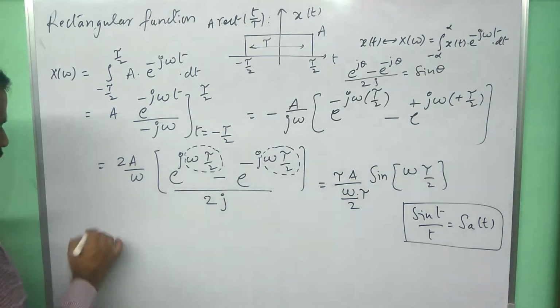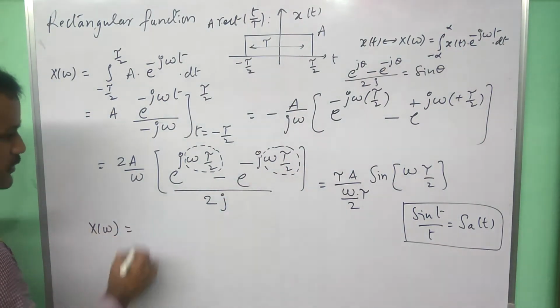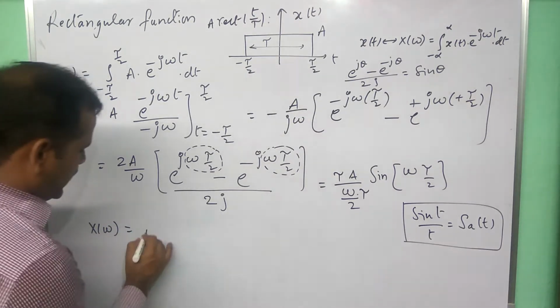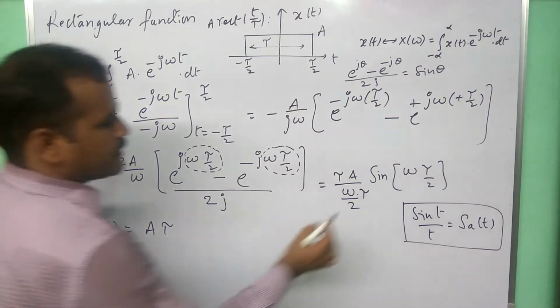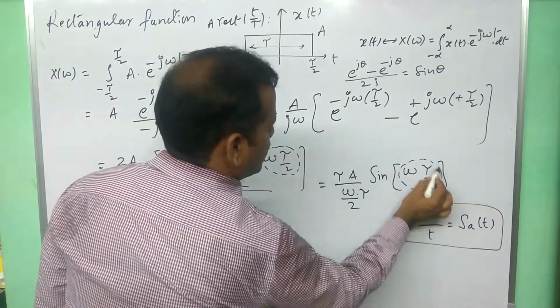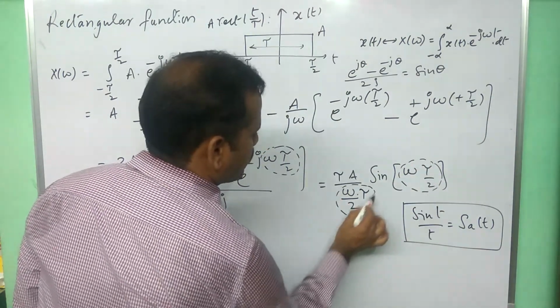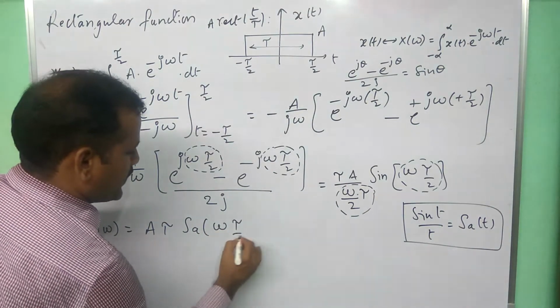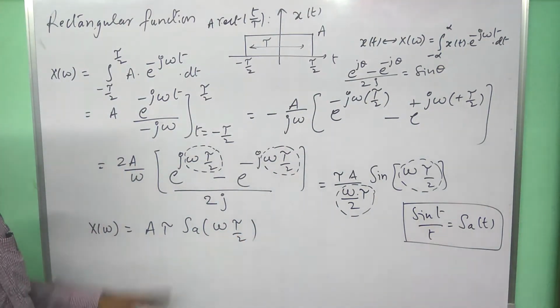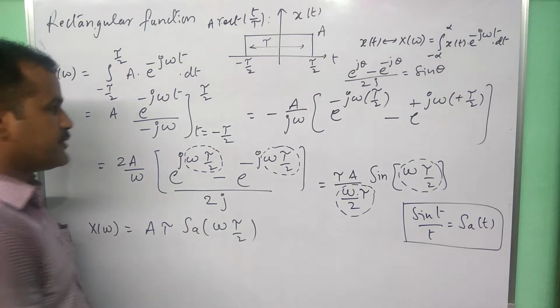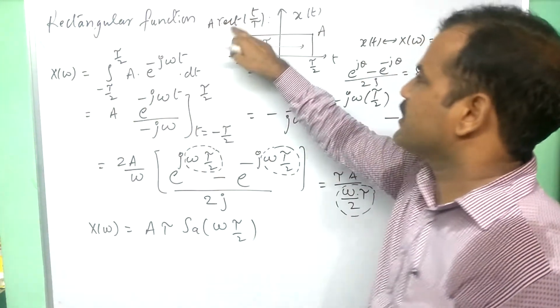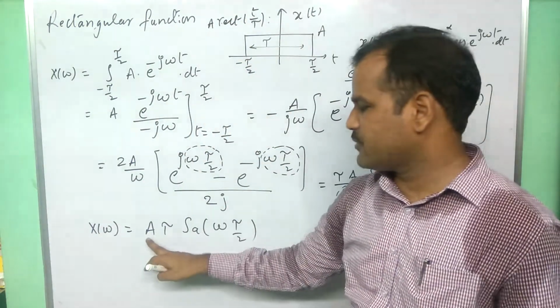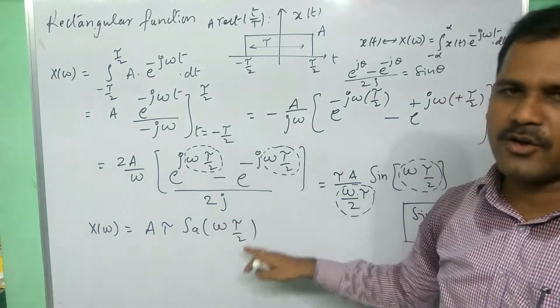So we can write that function X(ω) equal to Aτ. Here this factor is now equal, so we are getting the sampling function of ωτ/2. So what we are getting finally in this expression is that the rectangular function t/τ has Fourier transform Aτ Sa(ωτ/2).